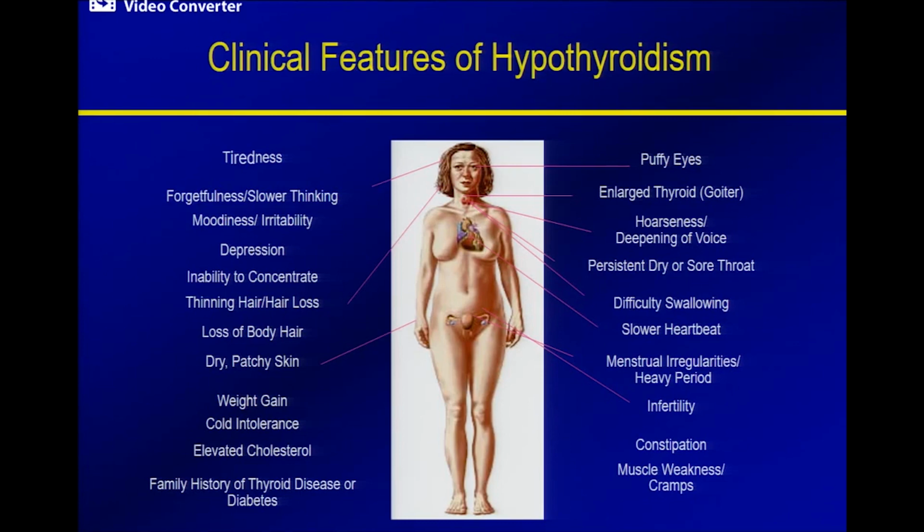But other things can overlap, like depression greatly overlaps, thinning hair, hair loss, dry skin, patchy skin, cold intolerance, which means that you're more sensitive to cold than other people. You're always cold in a room when everybody else is comfortable. Elevated cholesterol, as Dr. Baldwin mentioned. Enlarged thyroid gland, which we call a goiter. Now, that's a very frightening word to a lot of patients I encounter. They think goiter looks like National Geographic. Any enlarged thyroid is called a goiter in medical circles. It doesn't mean you look like National Geographic.